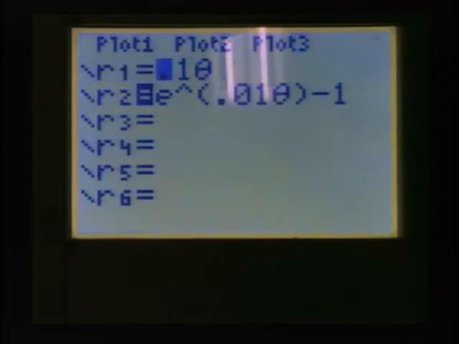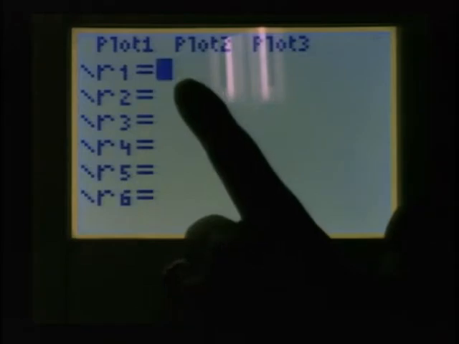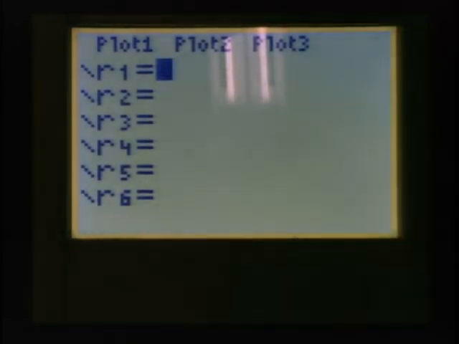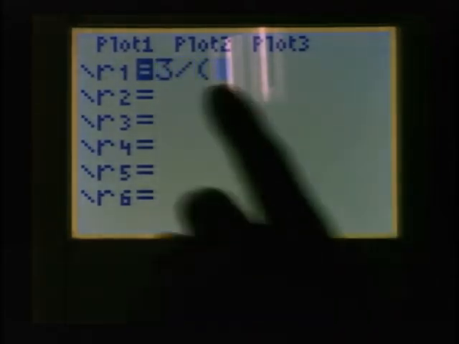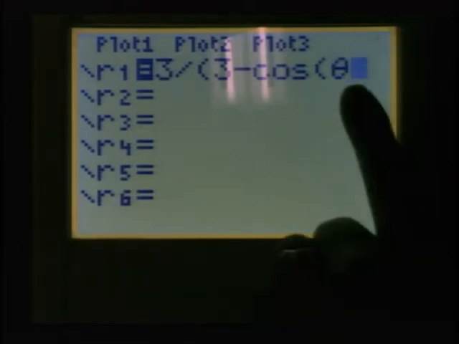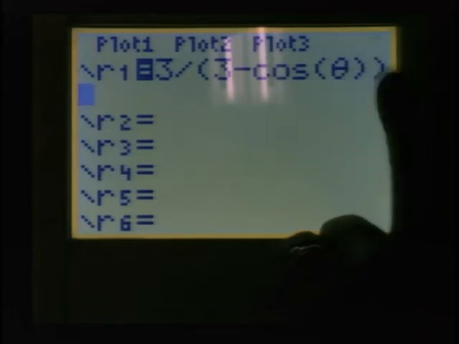I come back here to my y equals, and you can see y equals is not y1 anymore, it's now r. And so I'm going to punch that function in here, 3 divided by, and I have to make sure that the denominator stays tied in there with the parentheses, and we have 3 minus cosine theta. Use your x key, the normal x key you usually use, but now theta is your independent variable. And then I want to close that denominator with another parenthesis, that second parenthesis over here.